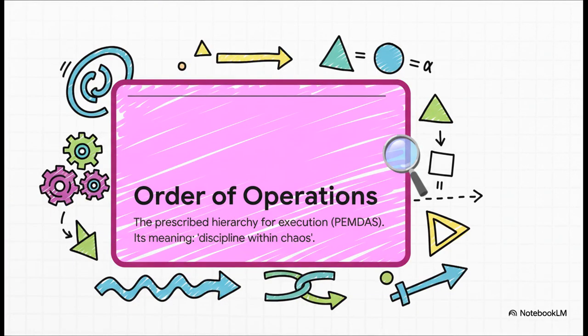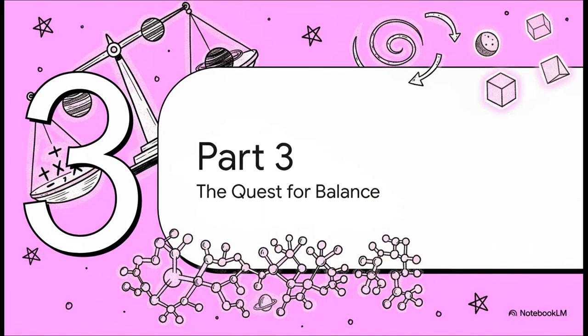And yes, of course, good old PEMDAS. Please excuse my dear Aunt Sally. We all remember it as this tedious rule, but think of it this way. It's the essential grammar that prevents total logical chaos. It provides discipline within chaos, making sure that no matter who is speaking this language anywhere in the world, we all arrive at the exact same meaning. It's pretty amazing. So, we've got the atoms, and we've got the grammar, but what's it all for?